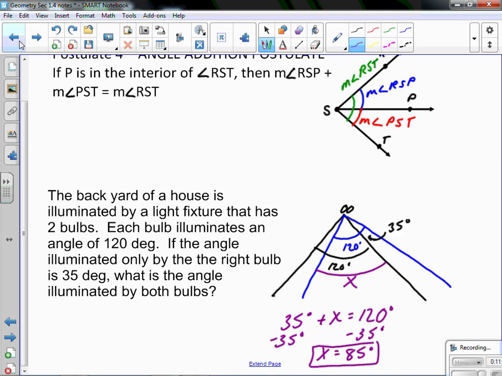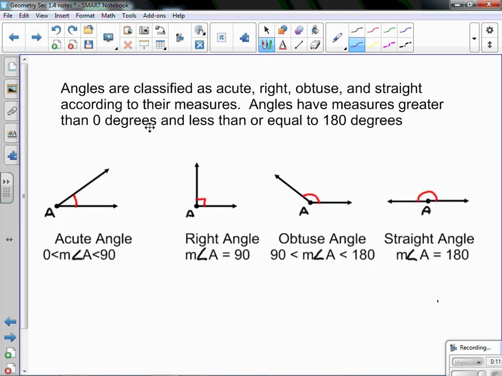Alright, so then from there, we've got several classifications of angles. Most of these you probably already know. They're classified as acute, right, obtuse, and straight based on the measurement of the angle. And angles have measures greater than 0 degrees and less than or equal to 180 degrees. So any angle measurement is going to be somewhere between 0 and 180.